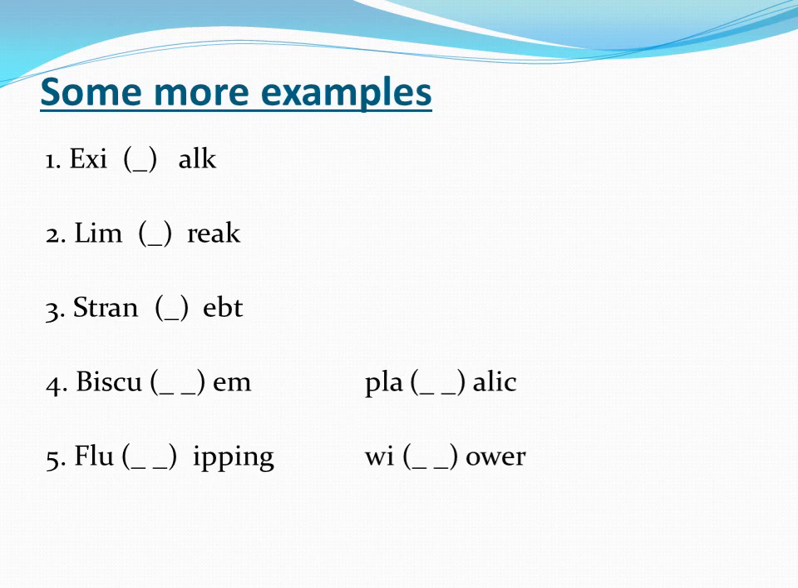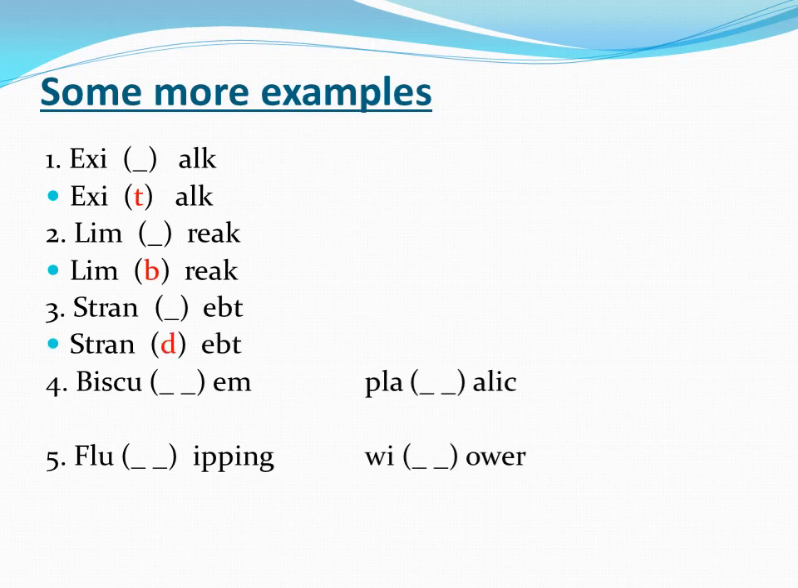Let's take the first one. For "exi" and "alk", we are using T to make "exit" and "talk". For "limb" and "rake", we are using B to make "limb" and "brake". For "stran" and "et", we are using D to make "strand" and "det".